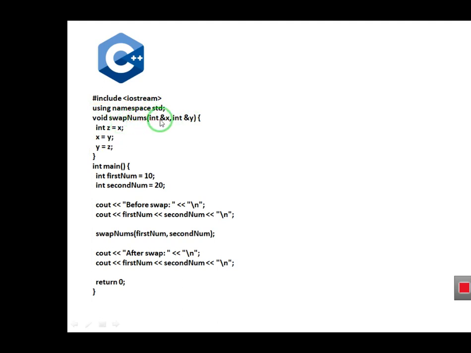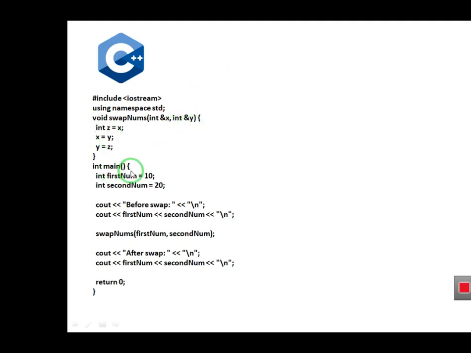So this function requires two parameters. Whatever arguments the user gives, like the actual value, it will get the actual value here but in a different form. Inside there are three statements: z is equal to x, x is equal to y, and y is equal to z. These three assignments will interchange the values of x and y.